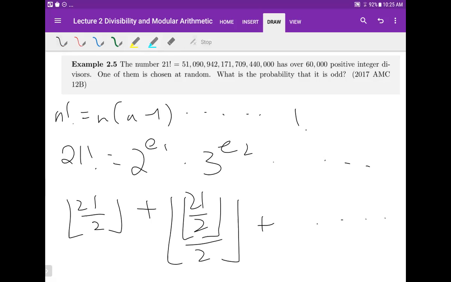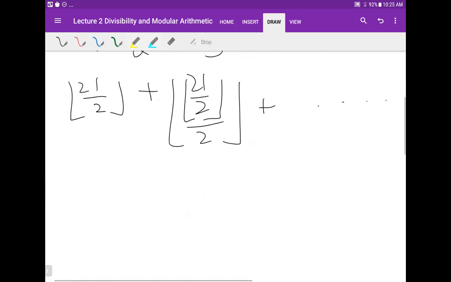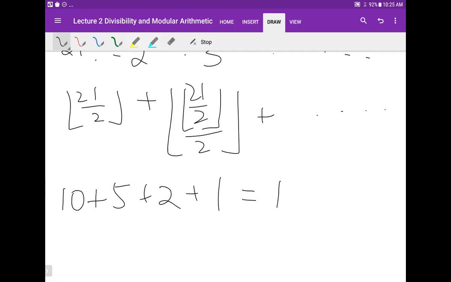All right, so now if we apply this technique, we can see that the exponent of 2 would be equal to 10, right? The floor of 21 over 2 is 10, and then the floor of that over 2 is 5. The floor of 5 over 2 is 2. The floor of 2 over 2 is 1. And the floor of 1 over 2 is 0. So everything else after that is 0. So this evaluates to 18.